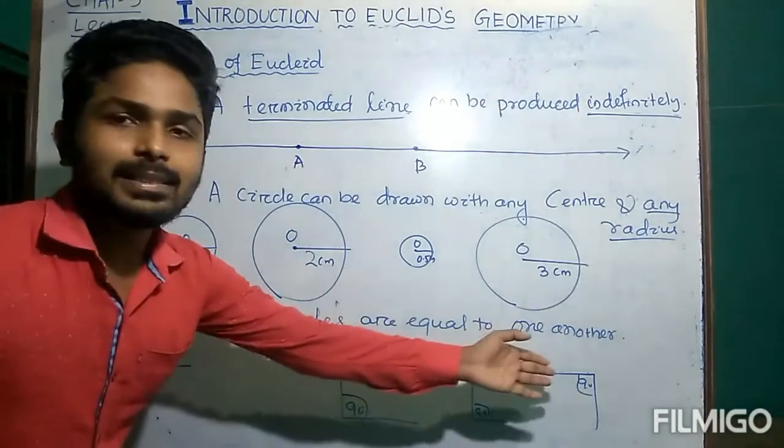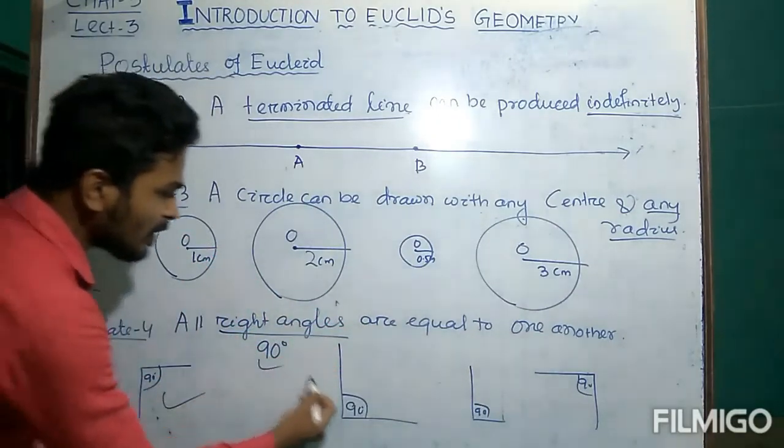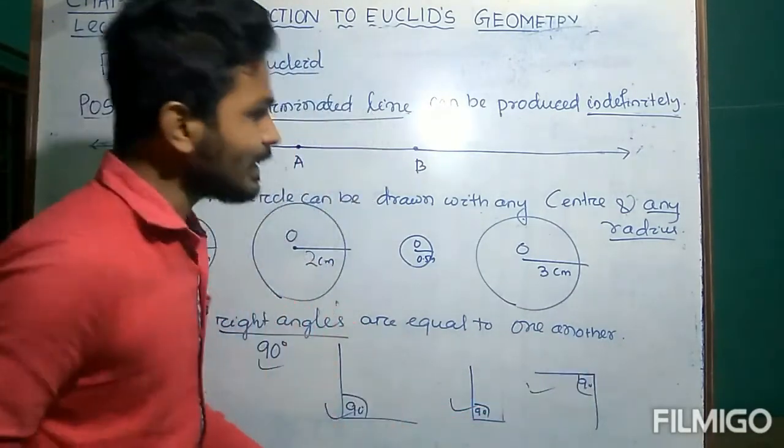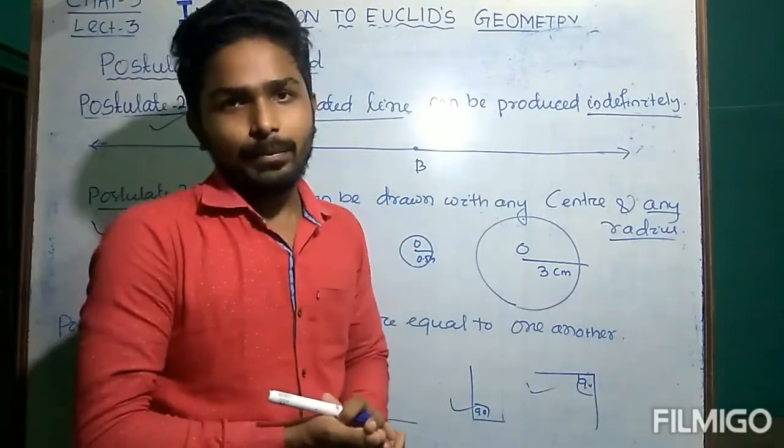So any right angles are equal to one another because their value is always fixed, that is 90 degrees. Next we will discuss postulate number 5.